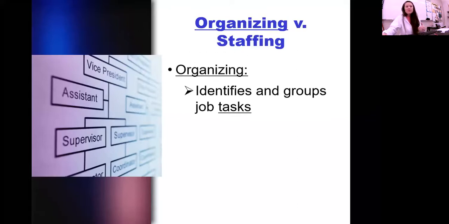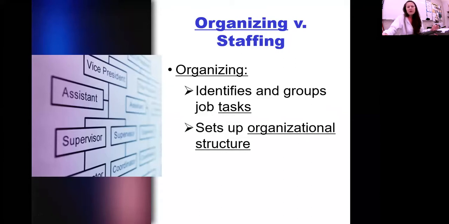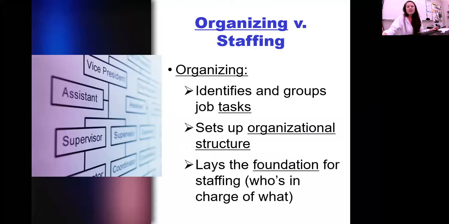Remember, organizing comes before staffing. You're just identifying your tasks and then grouping them, grouping the ones that are actually related to each other. And then you actually set up your organizational structure. So your boss, your managers, your employees under them, if you want to set up a matrix structure, or if it's a small business with a functional structure, or if it's a larger business that maybe sells different products like Pepsi, you might want to set up a divisional structure. And then it just lays the foundation of who's going to be in charge of what.